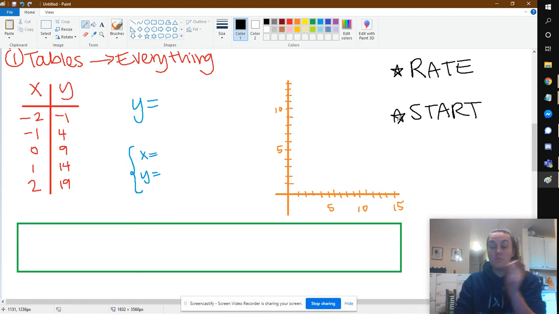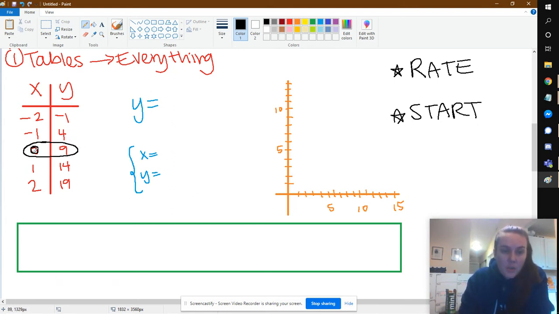And that doesn't matter what form we have. It doesn't matter if it's an equation, a graph, a table, or a situation. These two things are going to come up in all 4 representations, and we want to know how to find them from anything. Okay, so from a table, the starting point is always when x equals 0.